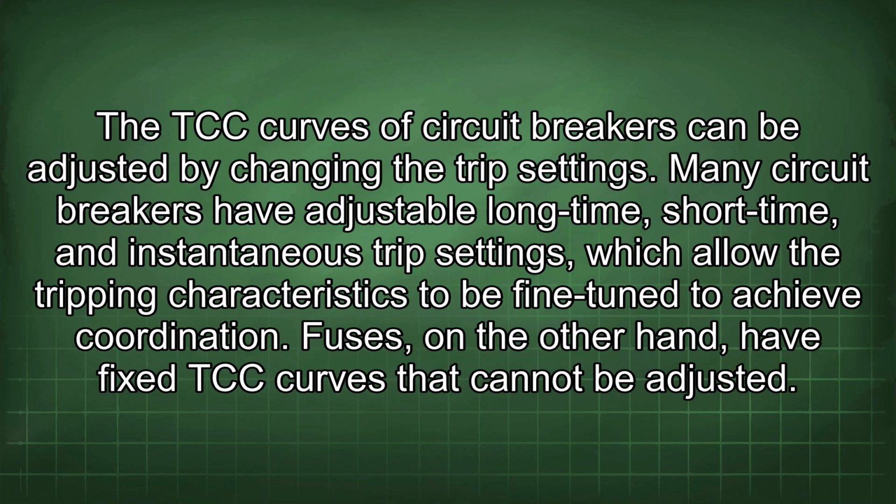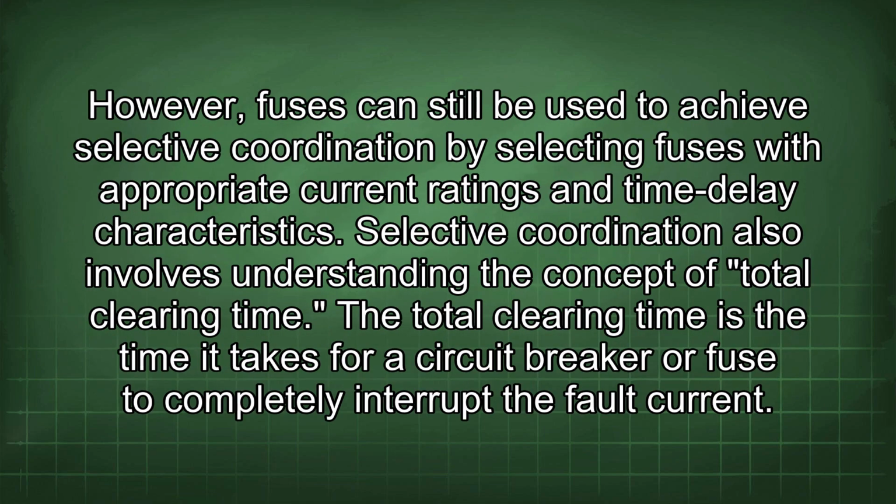Many circuit breakers have adjustable long time, short time, and instantaneous trip settings, which allow the tripping characteristics to be fine-tuned to achieve coordination. Fuses, on the other hand, have fixed TCC curves that cannot be adjusted. However, fuses can still be used to achieve selective coordination by selecting fuses with appropriate current ratings and time delay characteristics.